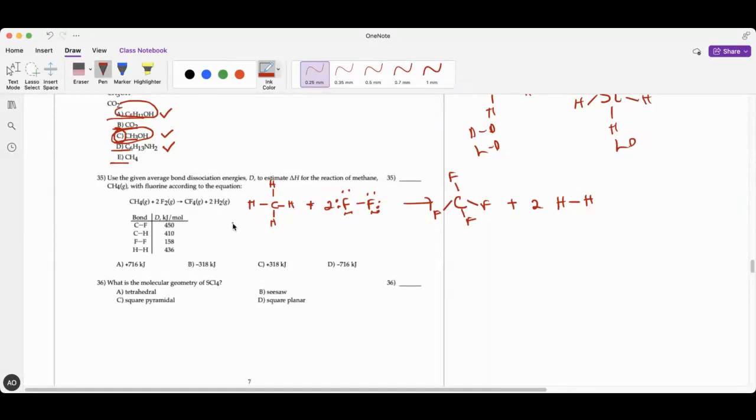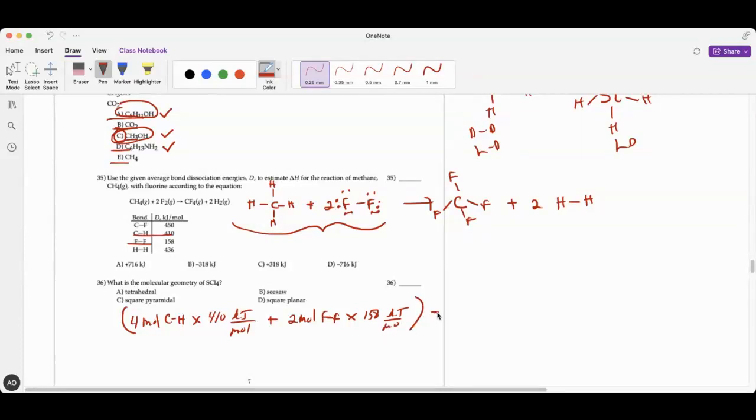Okay, so what we're going to do is take the bond dissociation energies for the reactants. We have 4 moles of carbon hydrogen bonds. We'll multiply that by 410 kilojoules per mole. And then we have 2 moles of the fluorine, and that's going to be multiplied by 158 kilojoules per mole.